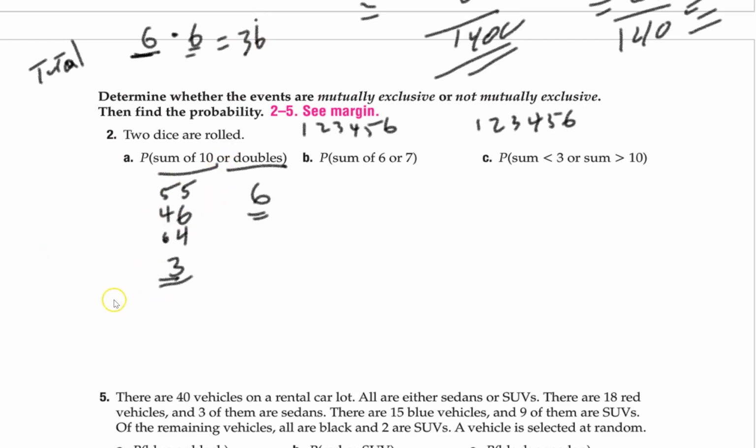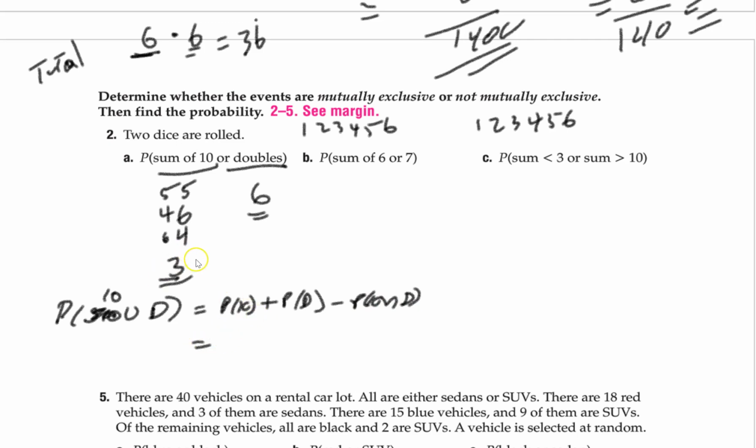Now, let's do my favorite formula. I want to get a sum of 10, or, it says sum 10, or doubles. I'll put 10 or doubles. So that equals probability of getting a 10, plus probability of getting doubles, minus what they have in common, probability of 10 and doubles.